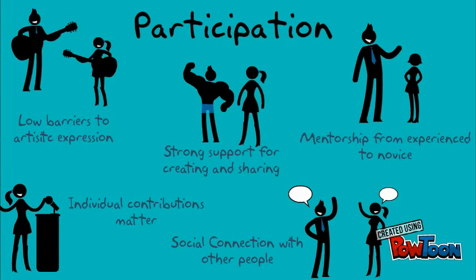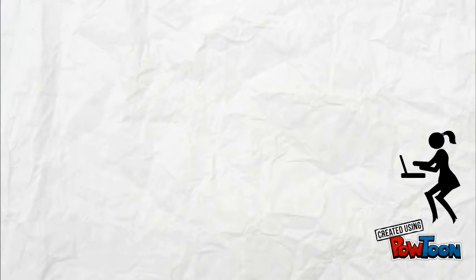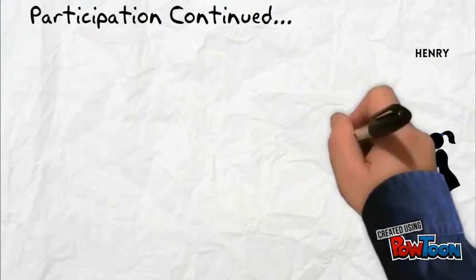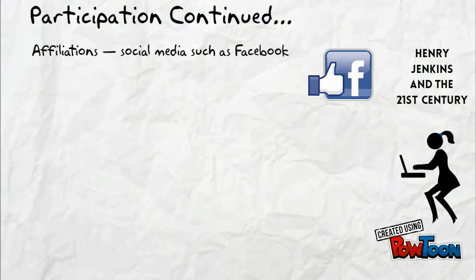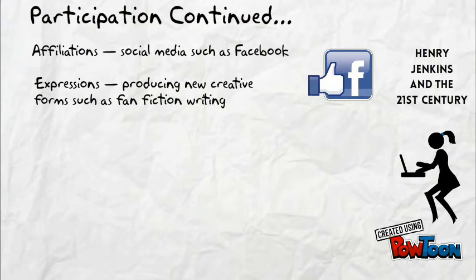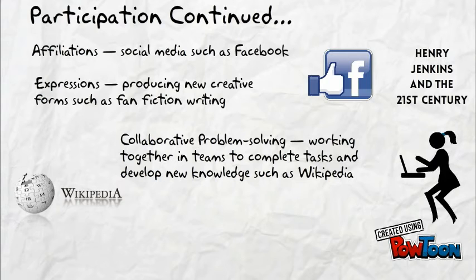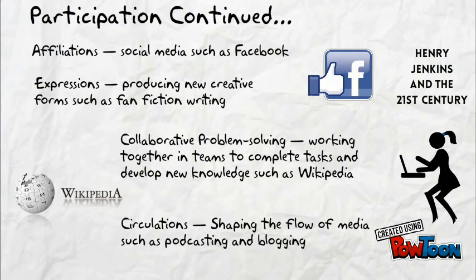Jenkins' forms of participatory culture implemented into the 21st century can be described as affiliations like Facebook, expressions such as fan fiction writing, collaborative problem solving, for instance developing new knowledge through Wikipedia, and circulations, for example podcasting and blogging.